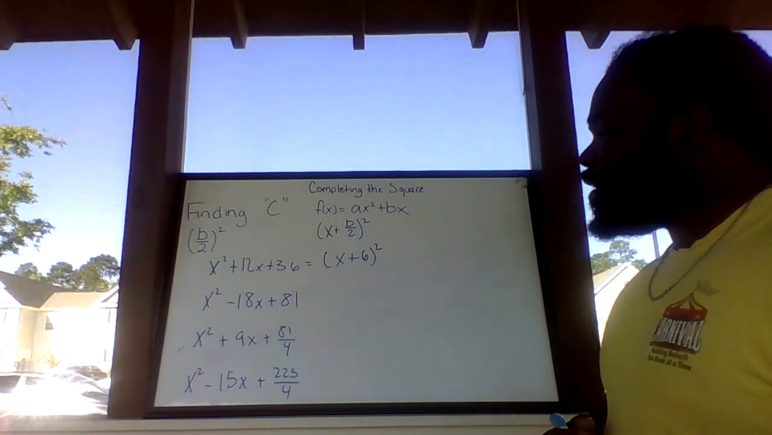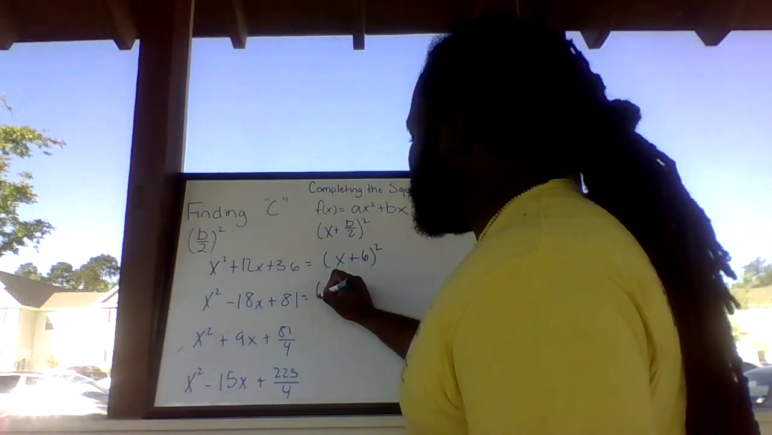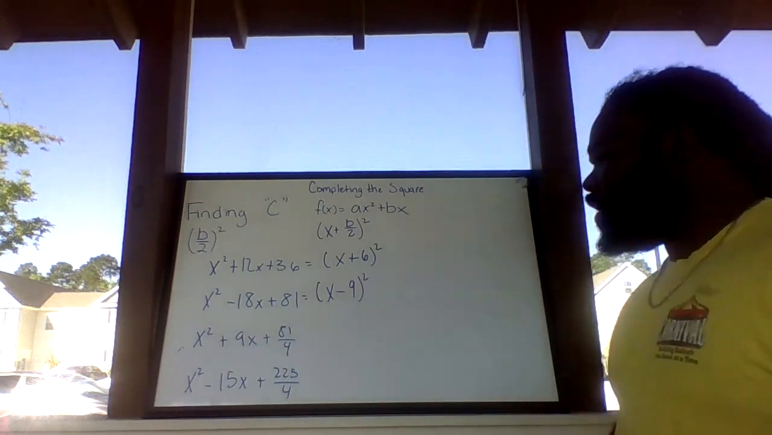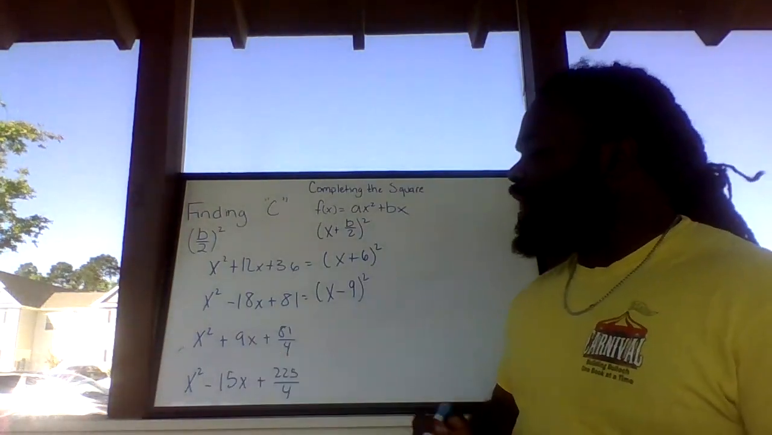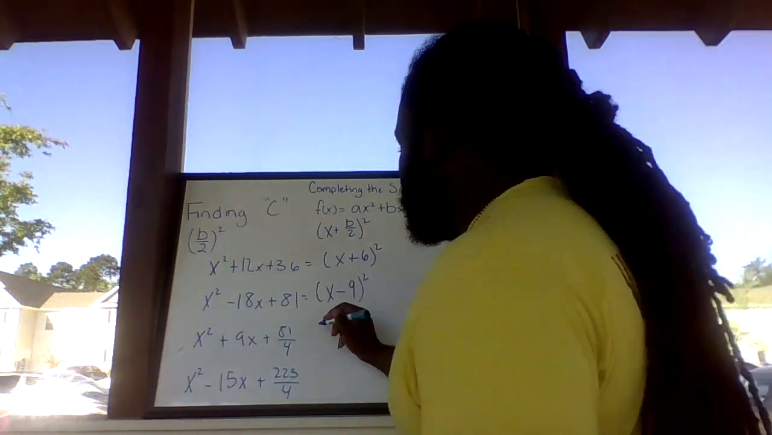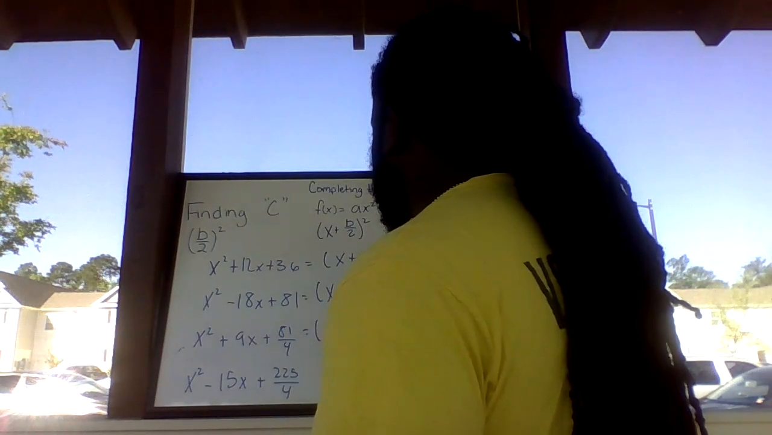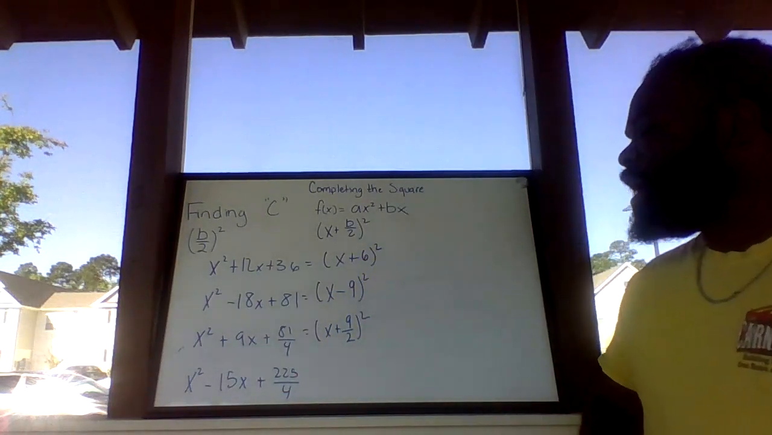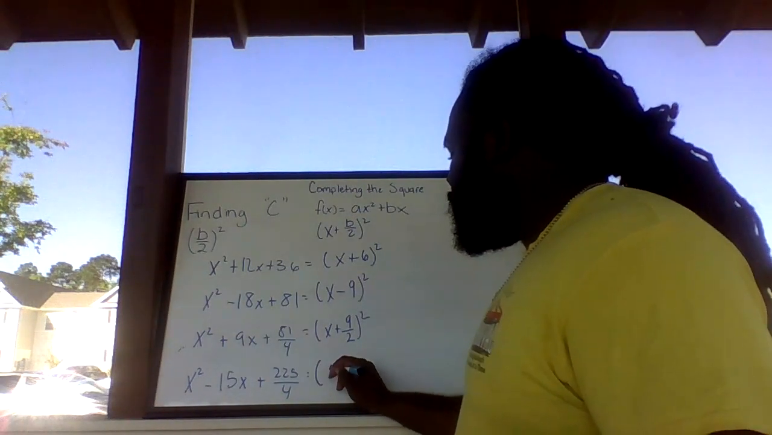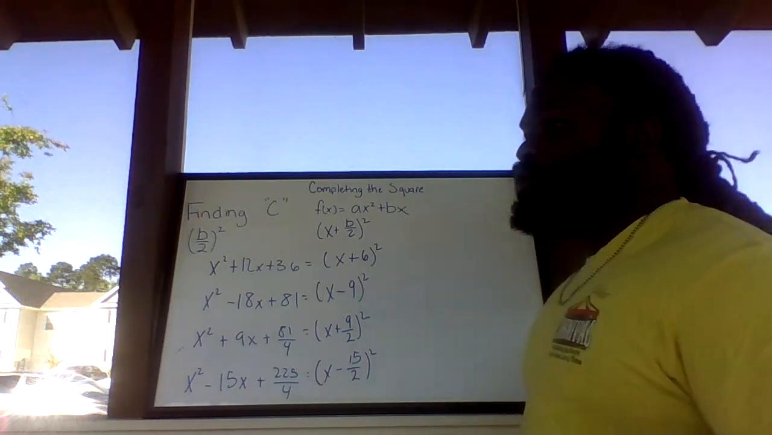Same here. My b is negative 18. Half of negative 18 gives me negative 9. So that would give me x minus 9 squared. Here we have x squared plus 9x plus 81 over 4, where my b is a positive 9. So half of my positive 9 would give me positive 9 over 2 squared. And then lastly, my b is a negative 15. Half of my negative 15 would be a negative 15 over 2, and that value would be squared.